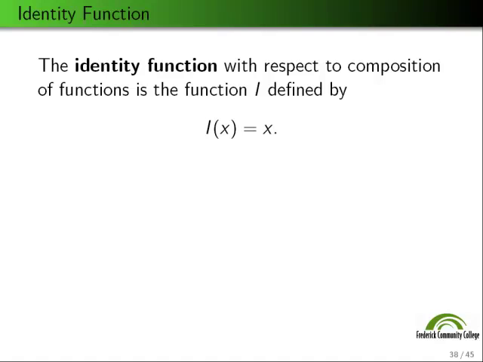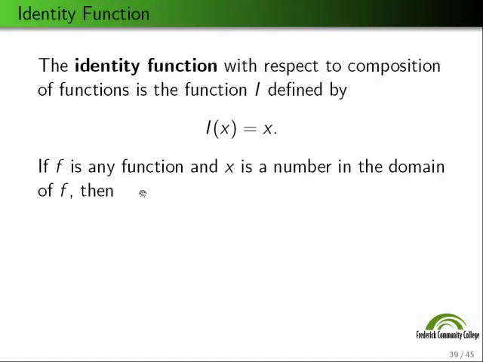And that leads us to what's called the identity function. The identity function with respect to composition of functions is the function I defined by I of x equals x. Just like our operations in multiplication and addition. With multiplication, the identity element is 1 because 5 times 1 is 5, or 1 times 5 is 5. The identity element with respect to addition is 0. 5 plus 0 is 5. 0 plus 5 is 5. With respect to composition, the identity function is I of x equals x.